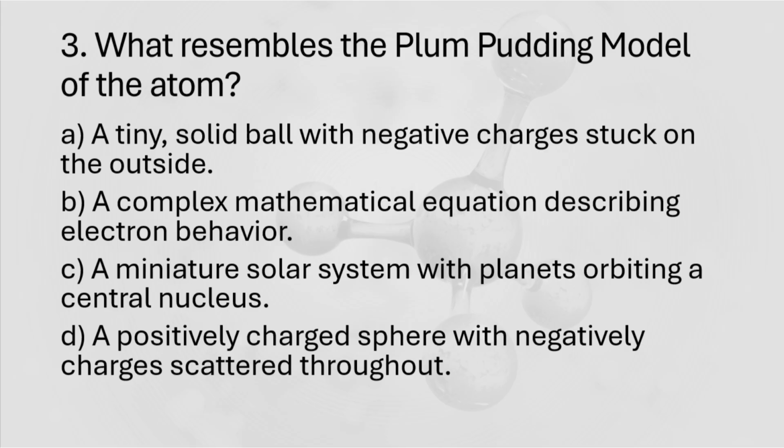3. What resembles the plum pudding model of the atom? A. A tiny, solid ball with negative charges stuck on the outside. B. A complex mathematical equation describing electron behavior. C. A miniature solar system with planets orbiting a central nucleus. D. A positively charged sphere with negative charges scattered throughout.